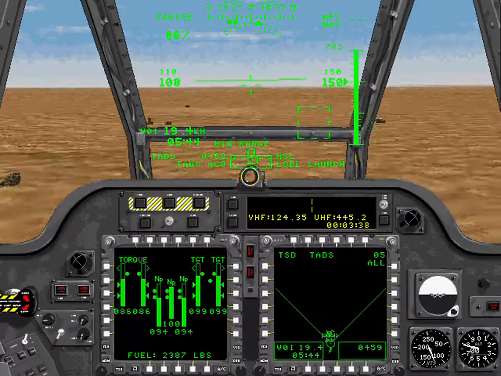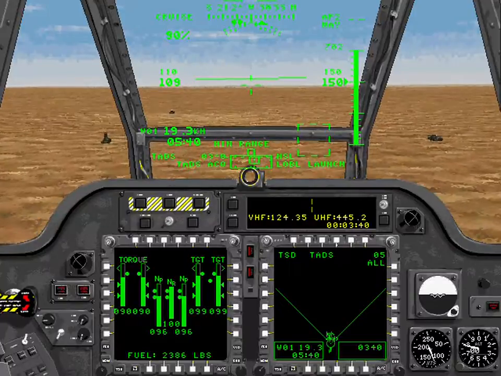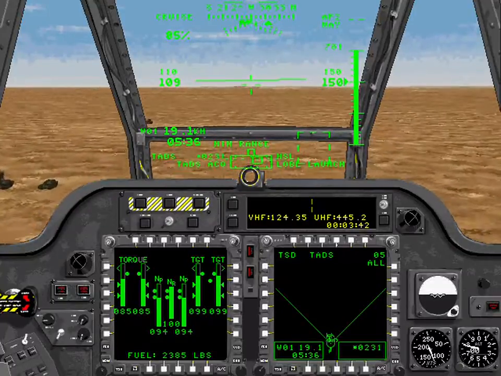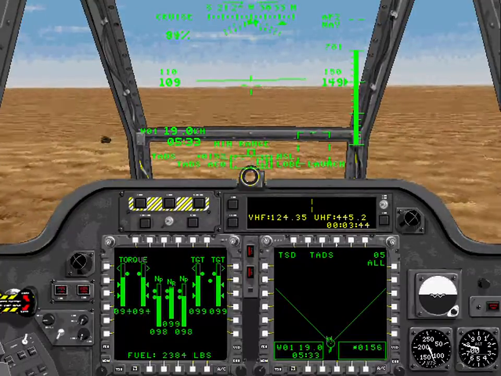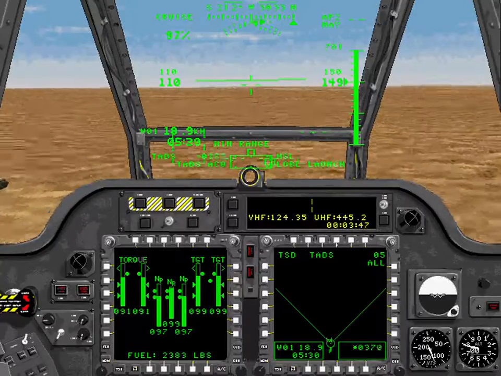Again, I will give you control of the aircraft. To increase torque, use the plus key. To decrease torque, use the minus key.